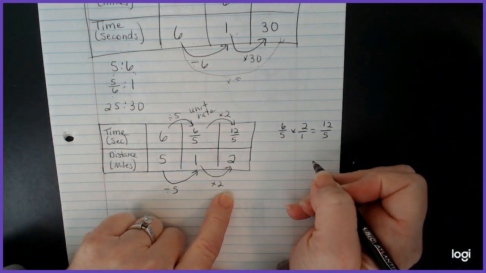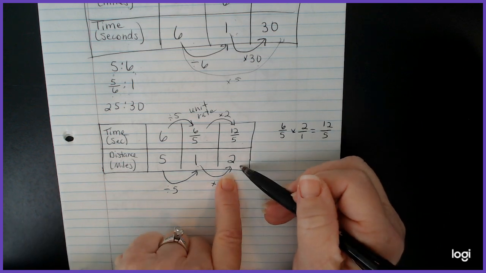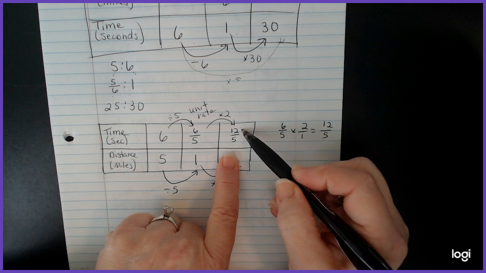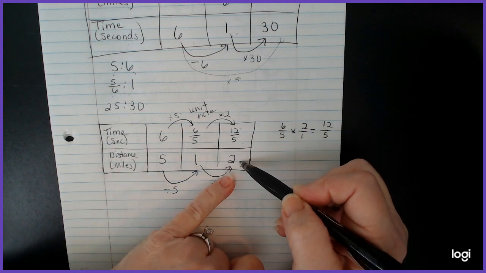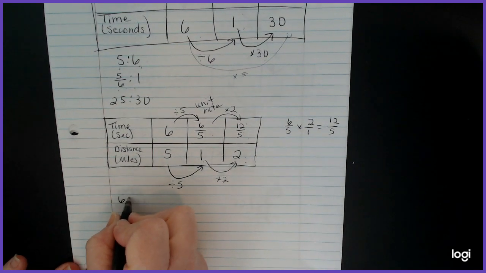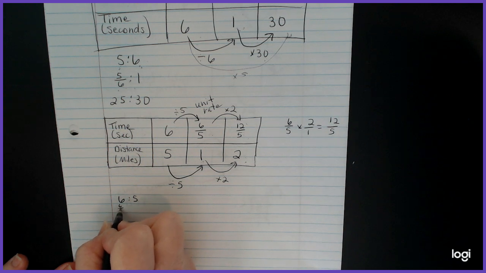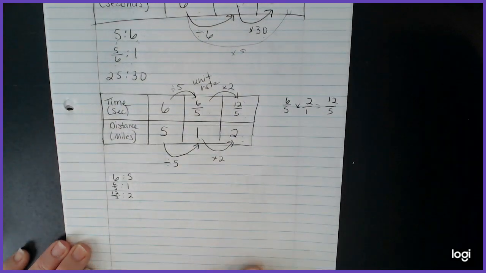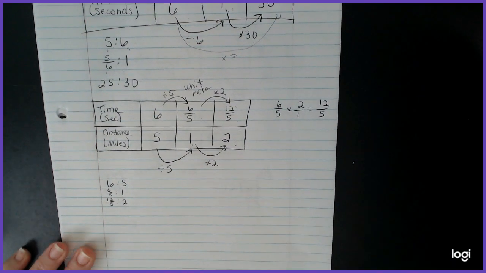So I found that in 2 miles, my space junk goes 12/5 of a second. My space junk will go 2 miles. So I once again have these 3 rates or ratios that are equivalent to 1, and then 12/5 to 2.